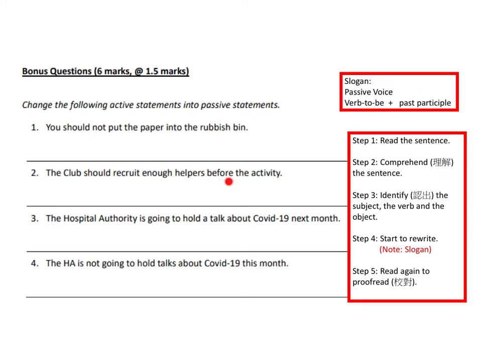Number 2 Step 1 The club should recruit enough helpers before the activity。嗰個學會應該要招募足夠嘅助手喺個活動之前。將會被改成足夠嘅助手應該要被個會招募到喺個活動之前。Step 3 The club subject should recruit the verb enough helpers object before activity adverbial, it is about the time when.